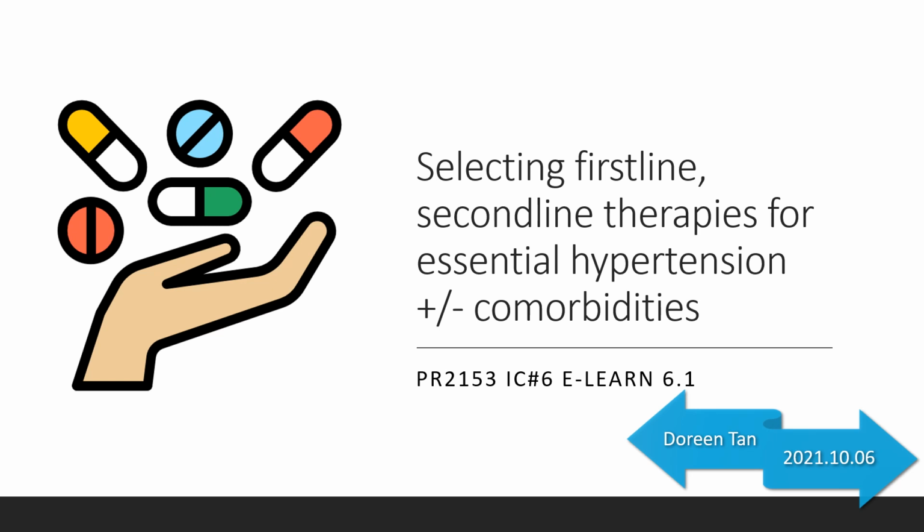Hi class, you would have sat through Dr. Mitchell Lai's session on the different pharmacological classes that we use for hypertension, and we'll now be embarking on ELIN 6.1 on the selection of first-line, second-line therapies for essential hypertension with or without comorbidities.